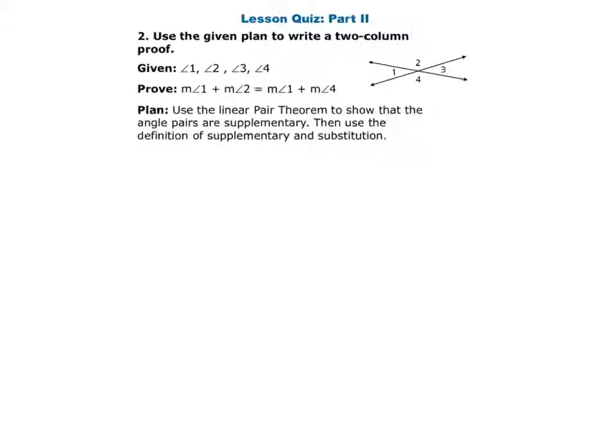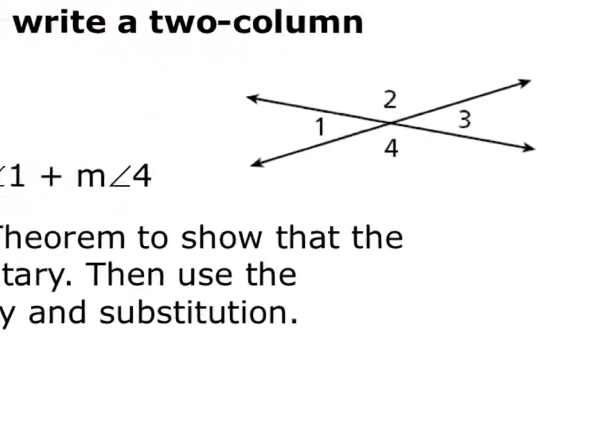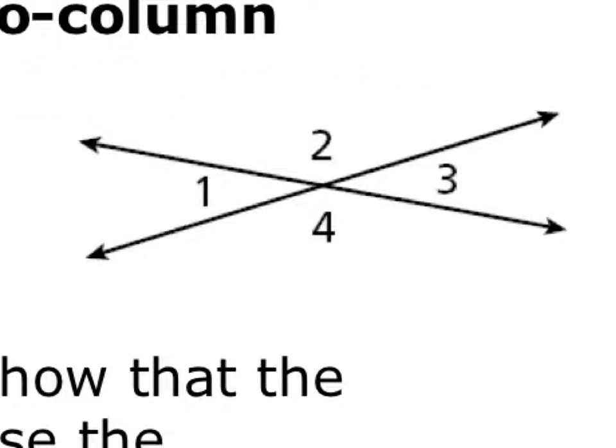Last slide. So we're going to use the linear pair theorem to show that the angle pairs are supplementary, and then use the definition of supplementary and substitution. So if we have angle 1, angle 2, angle 3, and angle 4, what do we know about the relationship between angle 1 and angle 2? They're supplementary, because this is a straight line. So angle 1 and angle 2 are supplementary.